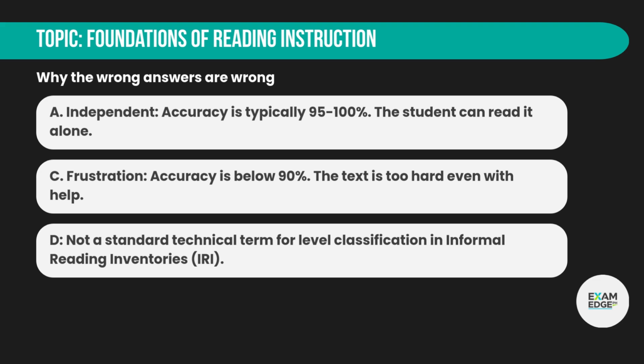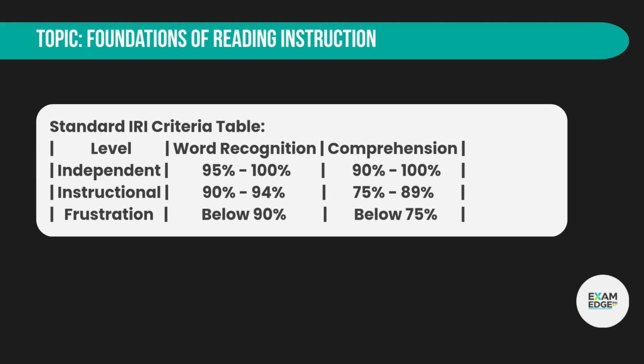C. Frustration. Accuracy is below 90%. The text is too hard even with help. D. Not a standard technical term for level classification in informal reading inventories, IRI. Standard IRI criteria table: level, word recognition, comprehension. Independent, 95% to 100%, 90% to 100%. Instructional, 90% to 94%, 75% to 89%. Frustration, below 90%, below 75%.